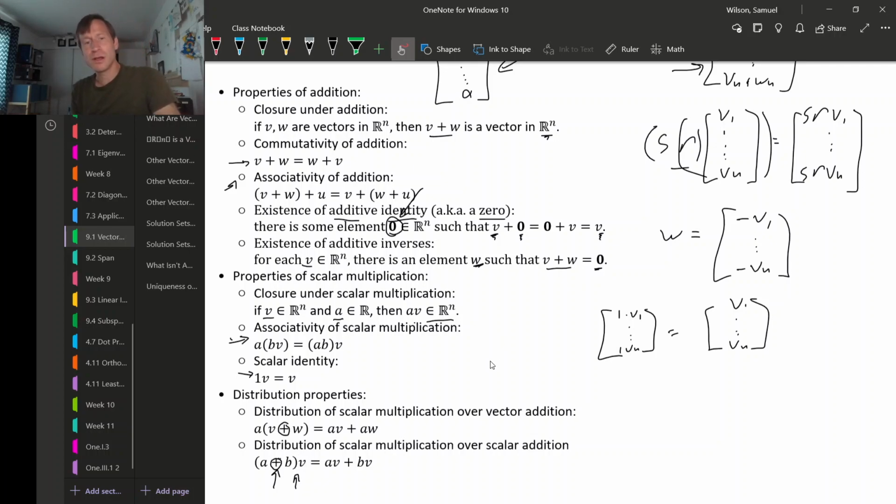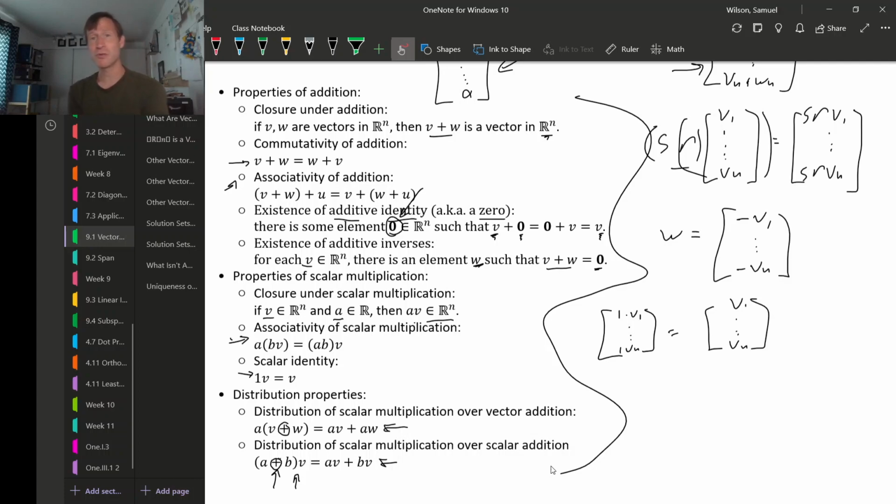The reason that both of these are true is that if you write them out entry by entry, they come down to the distribution of real multiplication over real addition, so no big surprise there. Maybe the surprising thing is that this collection of properties is actually all we really ever use when we work with vectors, at least so far. In some contexts, there are other vector operations, but as far as we've used them in this class so far, these are the only vector operations that we've really needed.